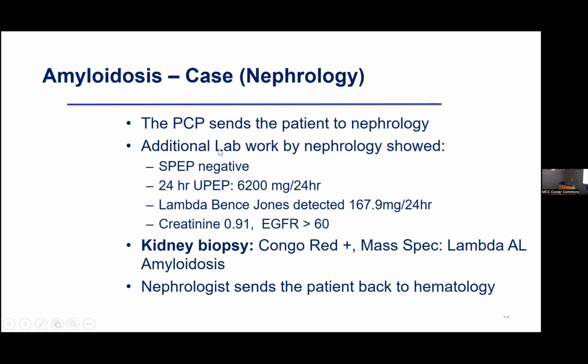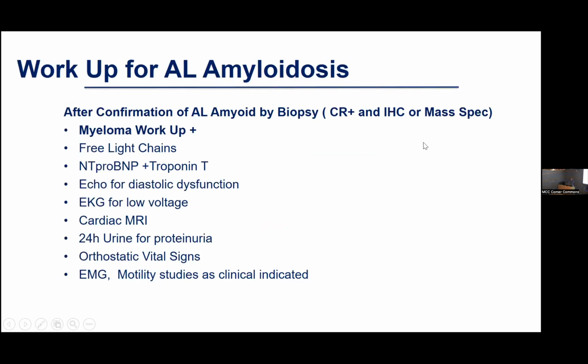Okay. So in this particular individual, the kidney biopsy shows Congo red positivity, mass spec, lambda light chain amyloidosis. The nephrologist sends the patient back to hematology. Okay. There's plenty of good review articles on monoclonal gammopathies of kidney significance. I actually think we should know that really well. You'll get lots of referrals for it. It's worth knowing. Okay. So how do we work up?